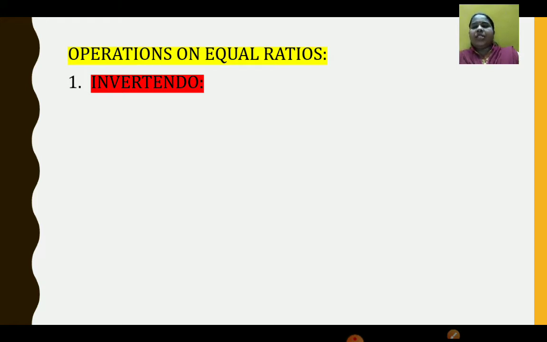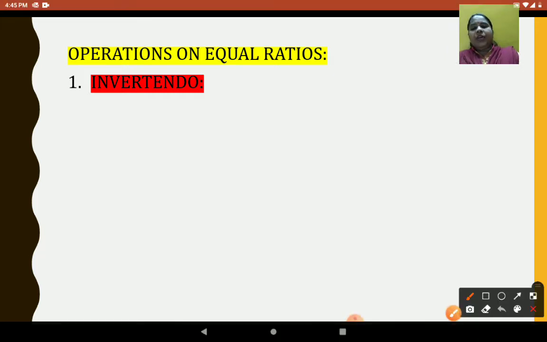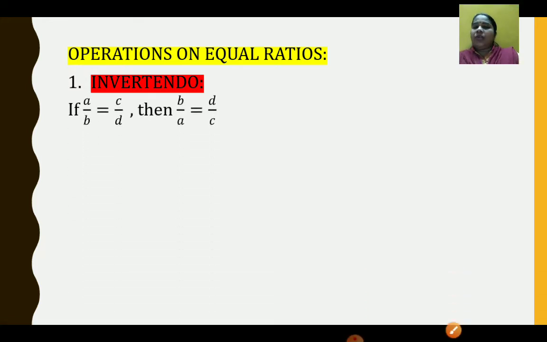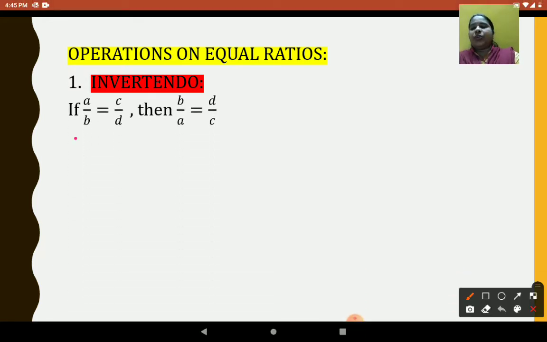First property is invertendo. The word itself is telling you, invert means what? Reciprocal. Correct? Now see, it's based on equal ratio. So I have taken an equal ratio here. A upon B is equal to C upon D. This is an equal ratio because an equal to sign is there. Now invertendo. I told you invert means reciprocal, or in simple words, ulta. Right? So let us take the reciprocal of it.